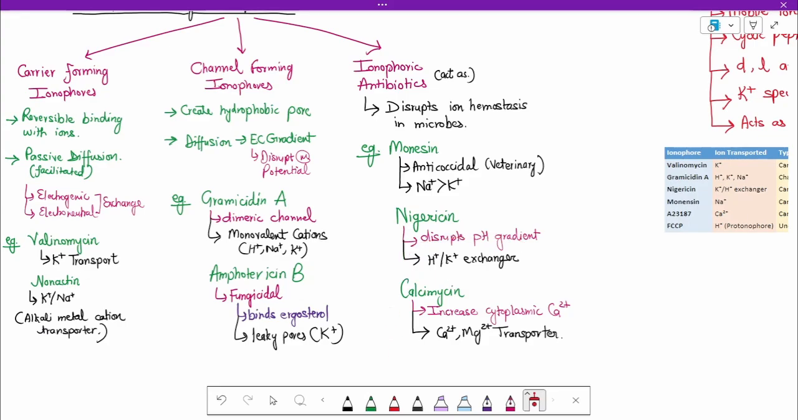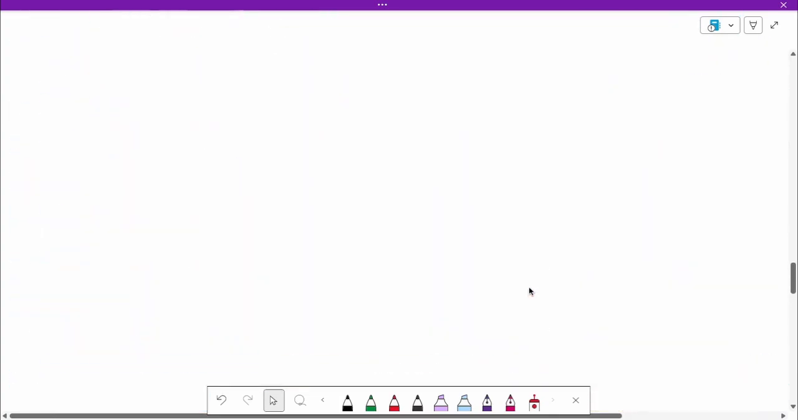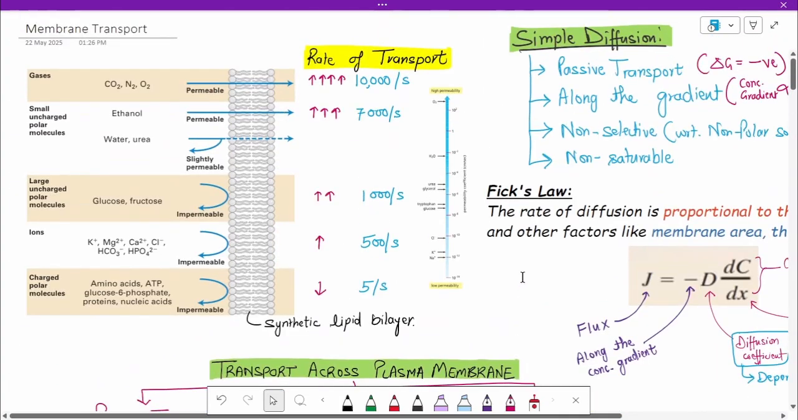In case of calcimycin, as the name indicates, it is responsible for calcium transport, though it can transport magnesium as well, and it increases the cytoplasmic calcium concentration. Okay, so that was all about the passive transport across the plasma membrane.